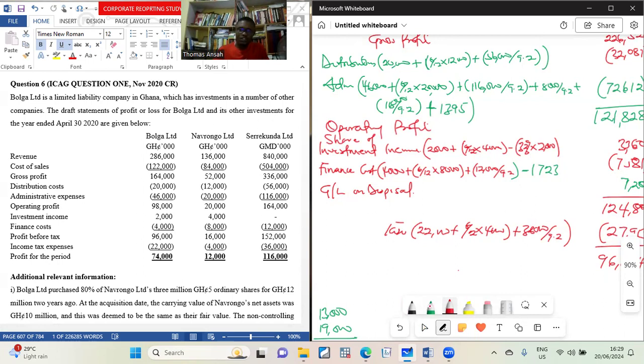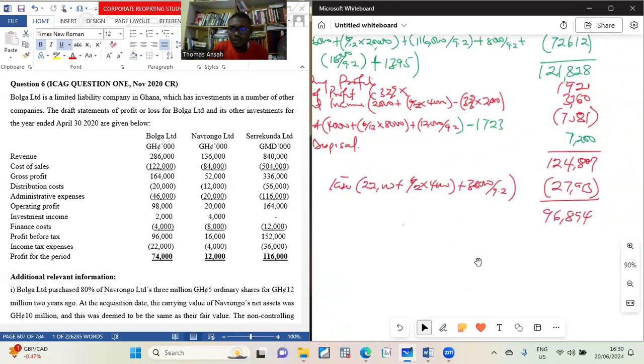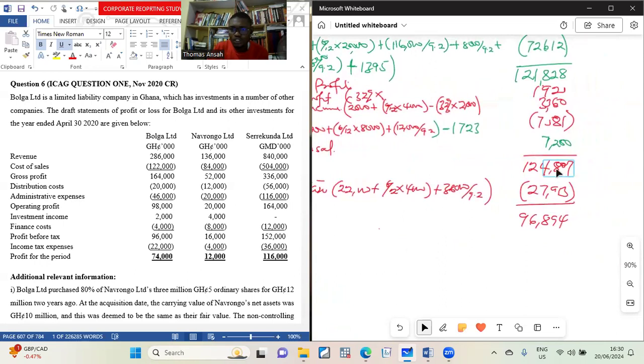So this thing is freezing. Let me wait small. So that means that our figures will change small. So this one, we have 124. We need to add everything again.